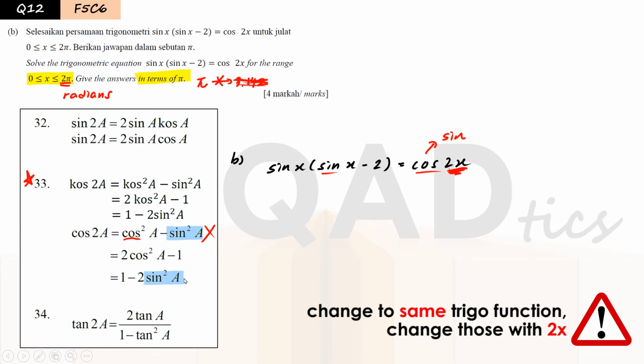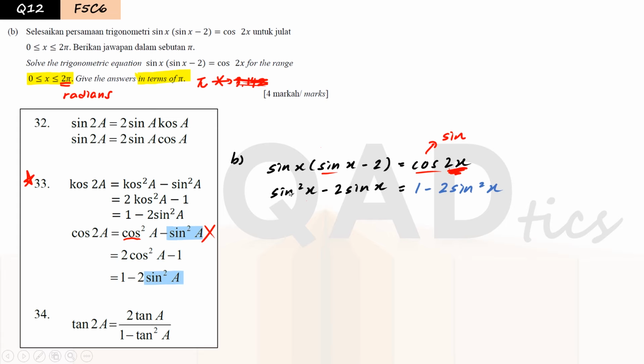So let's go to the next one. The next one is 1 minus 2 sine square x. This one has no cos, which is good for us. Once we change cos 2x to become 1 minus 2 sine square x, everything here becomes sine only. So we have successfully changed all the functions to be just sine. For the left side, I have multiplied the sine x into the bracket here, so it will become sine square x minus 2 sine x.